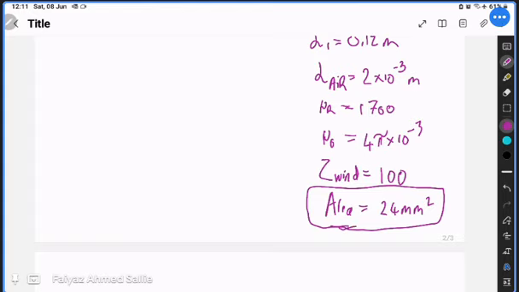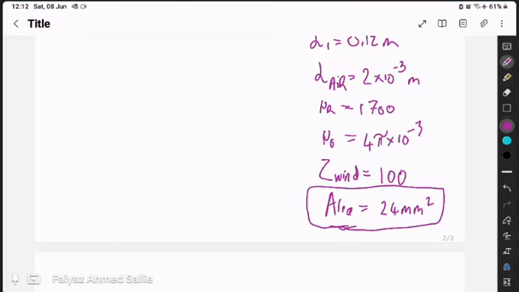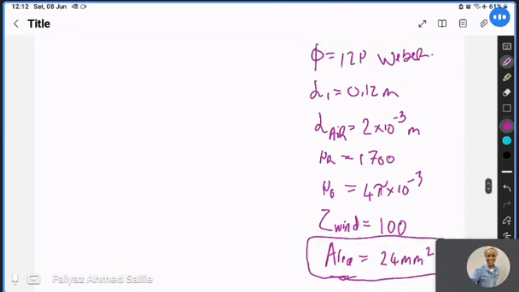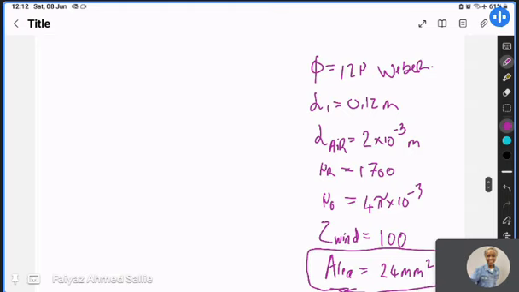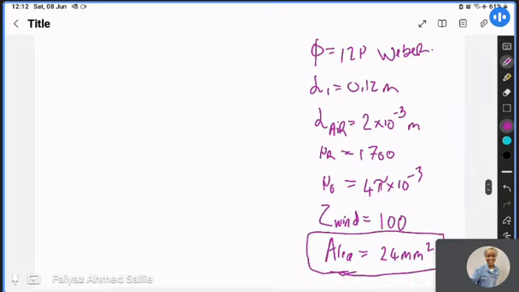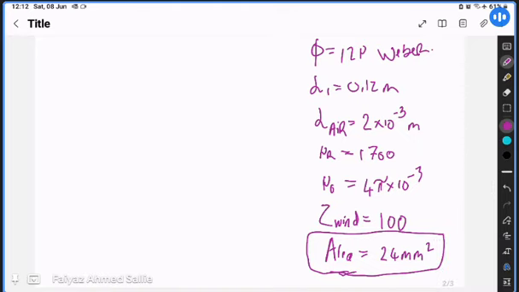Someone says you multiply by 10 to the power 3. Unfortunately, that is incorrect. You do not multiply by 10 to the power 3. You multiply by 10 to the power minus 6. So yes, that is the correct answer. Thank you for sharing that. That's how you normally do it.